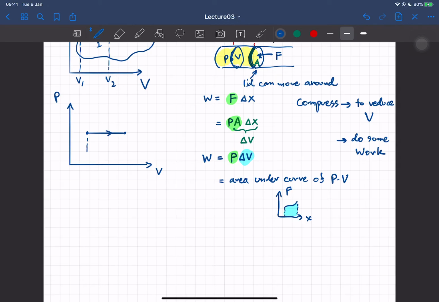right? So you have V1, you have V2. So the work done is simply the area under this graph, which in this case is very easy because it's just a rectangle, right? So the work is this area. Work here is equal to P times the base, which is V2 minus V1, or P times delta V in this case.